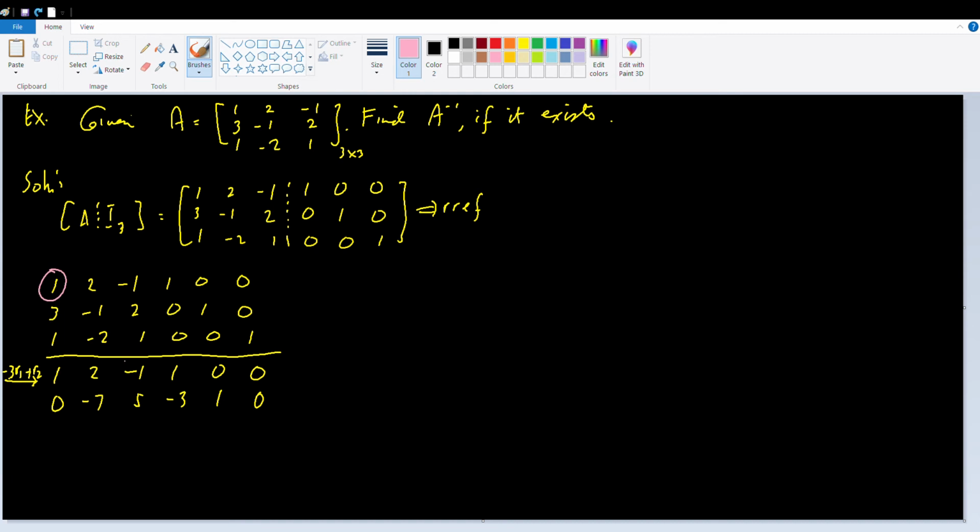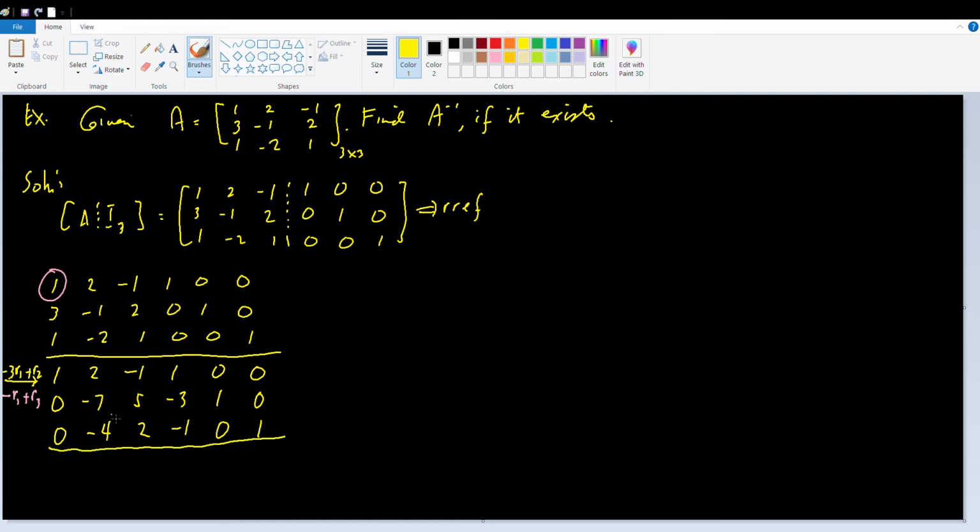So we multiply row 1 by negative 1. So negative row 1 plus row 3. Okay, so negative 1 plus 1, that will be 0. Negative 2 and negative 2 is negative 4. Negative 1 times negative 1 is positive 1, and 1 is 2. Negative 1 and 0 is negative 1. 0 and 0 is 0. 0 and 1 is 1. Okay?